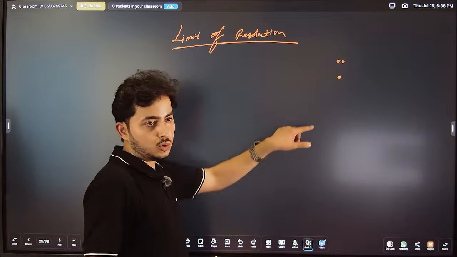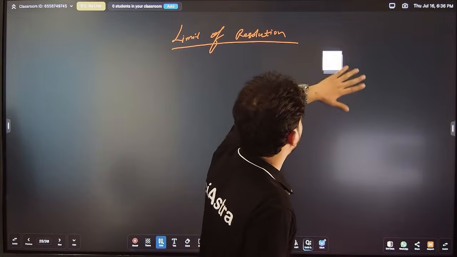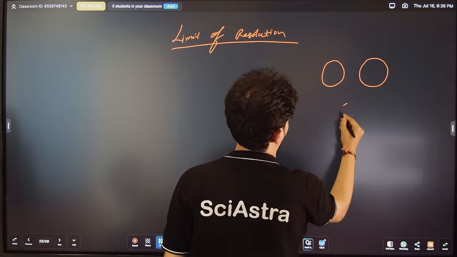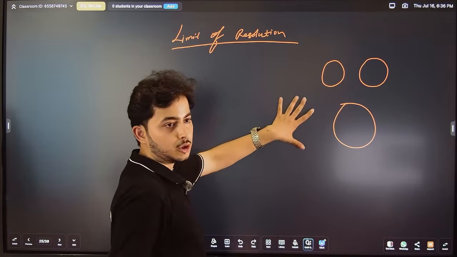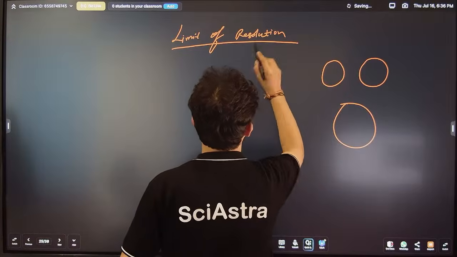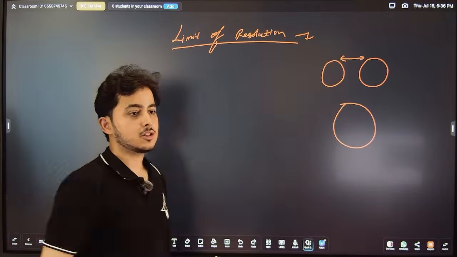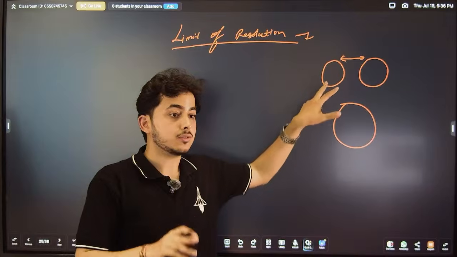Okay, so let me draw it bigger. Yeah, so I hope this is visible. So limit of resolution is the minimum distance between two objects so that you can perceive them as different objects.